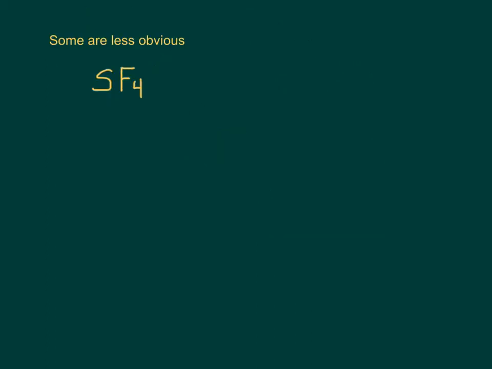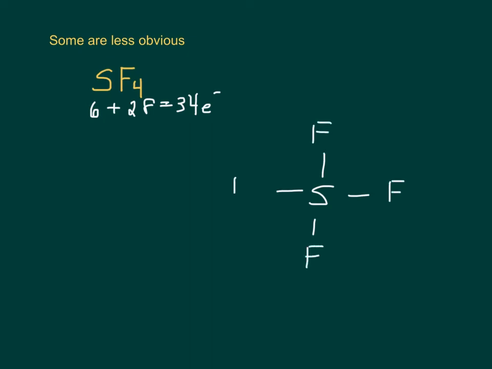These are a little less obvious. Okay, so if I look at SF4, if I count my valence electrons, I've got 6 plus 4 times 7 is 28, equals 34 electrons. Okay, so I'm going to draw this. It's going to look just like structures we've drawn already. Okay, but when I give everybody 8, I kind of have a problem, because when I count them up, I realize I only have 32 electrons.